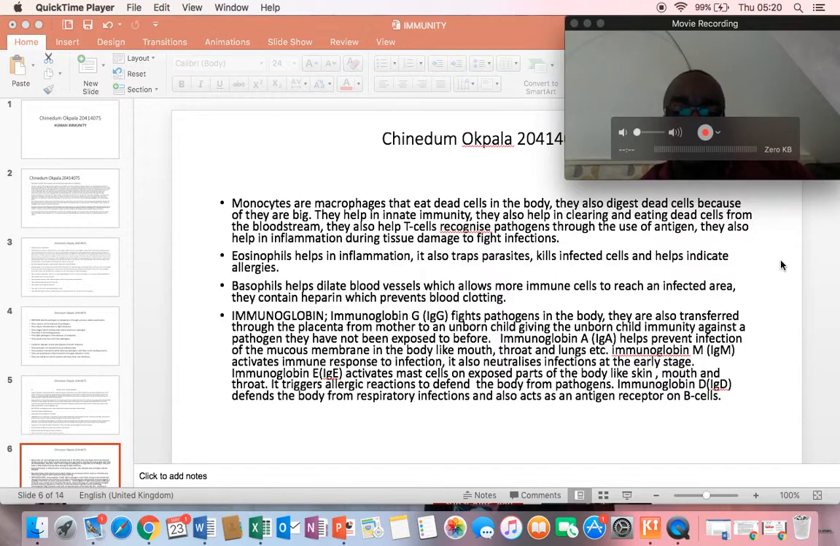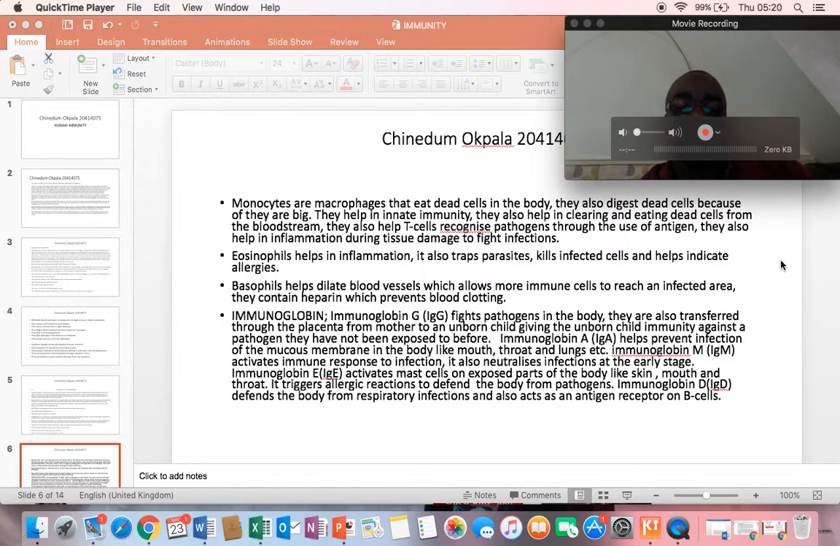Immunoglobulin A helps prevent infections of the mucous membrane in the body, like the mouth, throat, lungs, etc. Immunoglobulin M activates immune response to infection. It also neutralizes infection at an early stage.